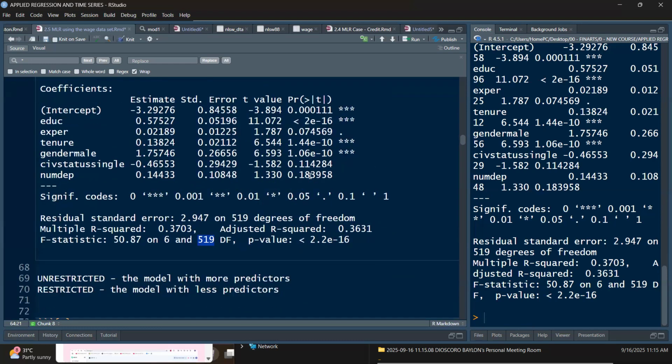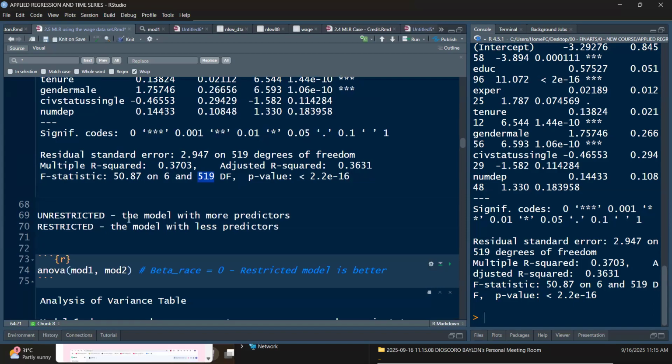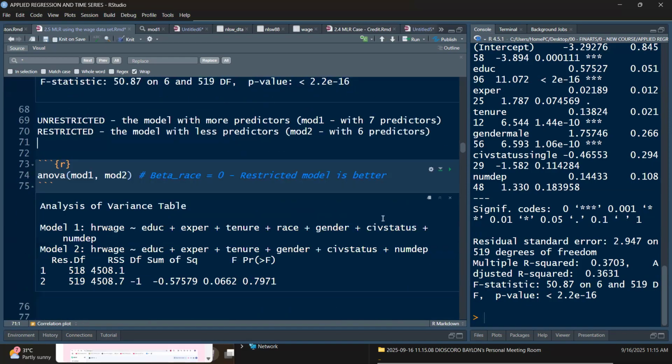Okay, this is what we studied last time. We said that the unrestricted model is the one with more predictors, which is model number 1, having 7 predictors. So this is model 1, right? Model 1 with 7 predictors. On the other hand, the restricted is model number 2, the one with 6 predictors. And can we check which is the better model? Yes, we can check that.